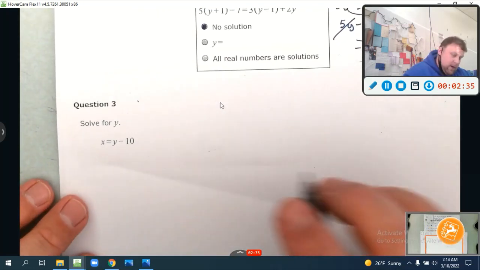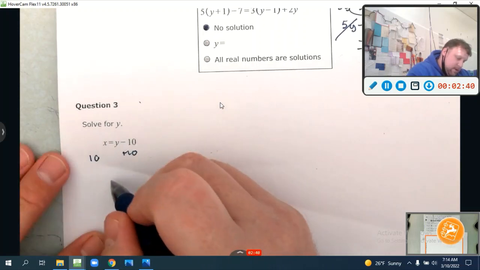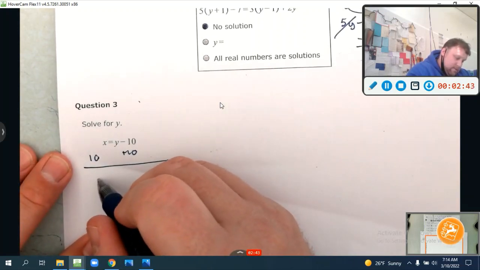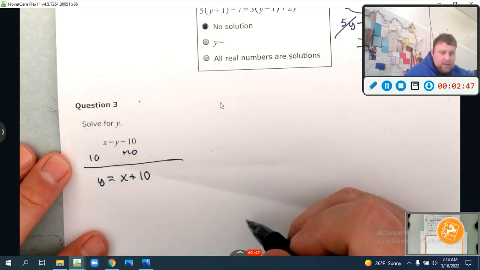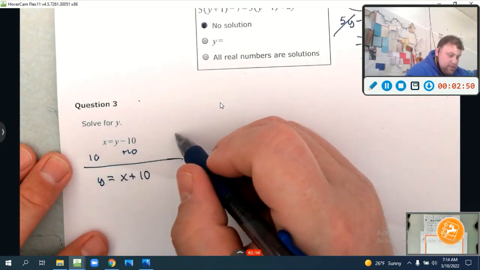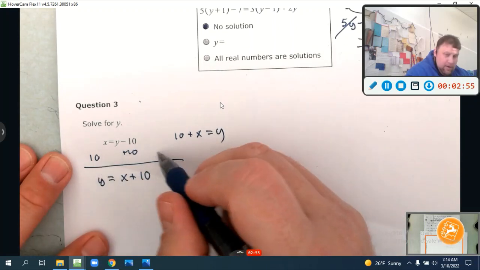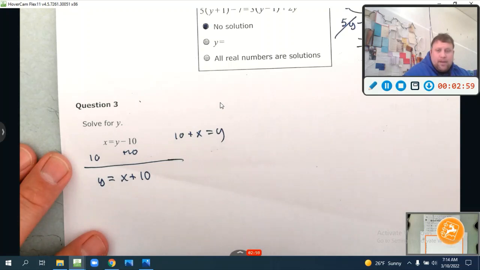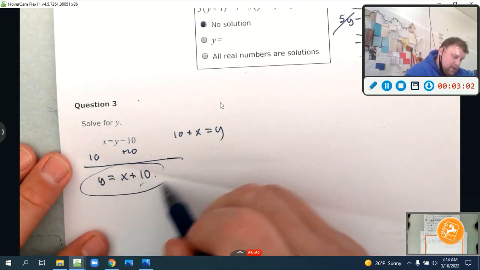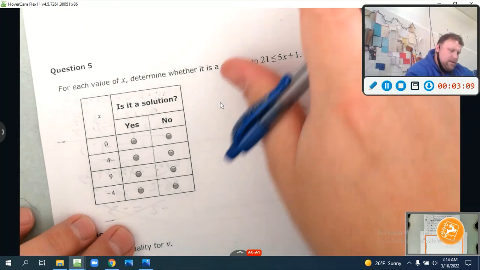All right, solve for y. Okay, add 10 to both sides. What do I get? Y equals x plus 10. I just flipped the sides. If that really bothers you, it was going to be 10 plus x equals y after that, right? But I just flipped the sides and switched those orders around. So there we go. I like that. Y equals x plus 10. Not too bad so far, right? We should be crushing this test.